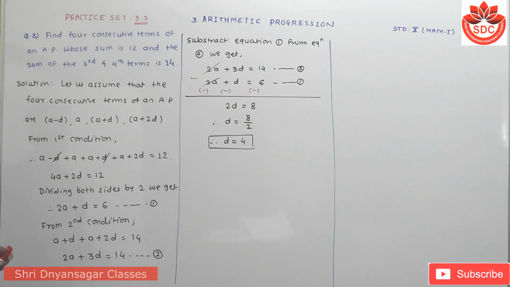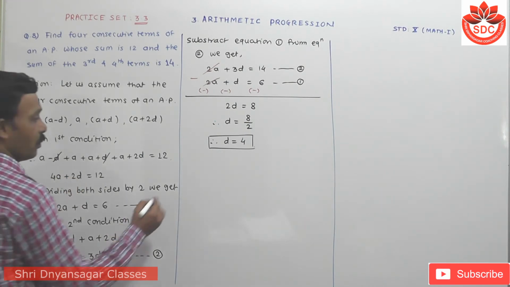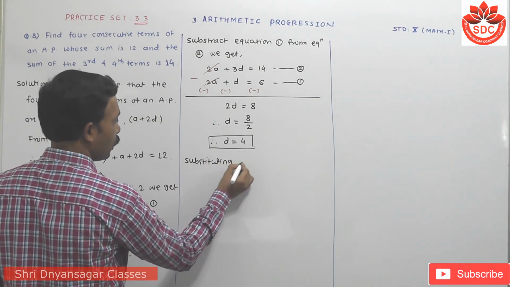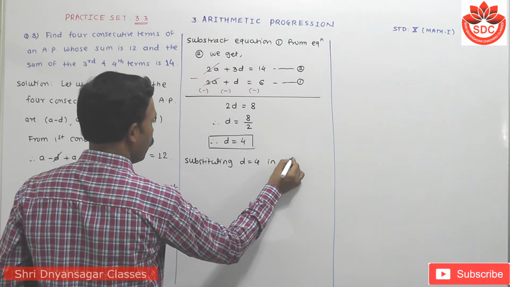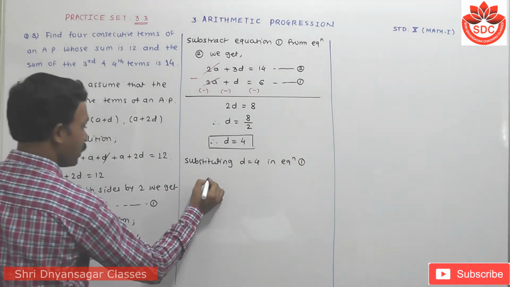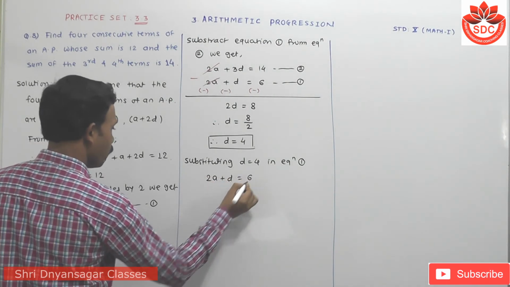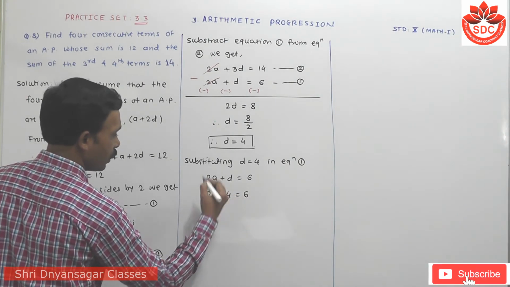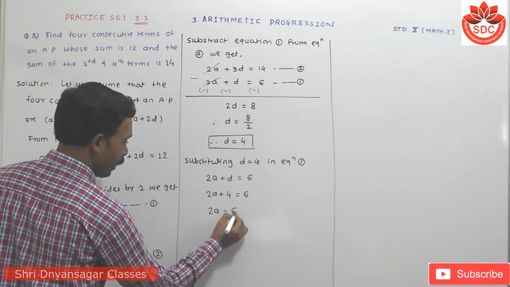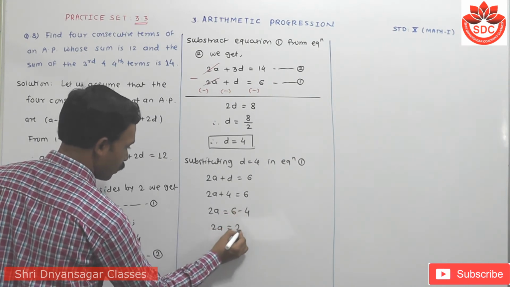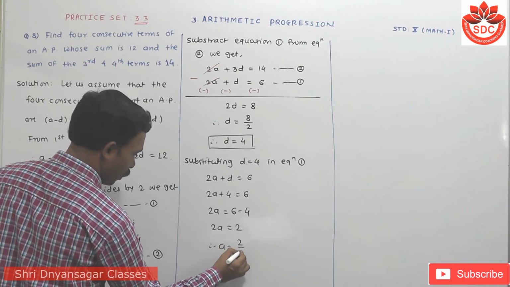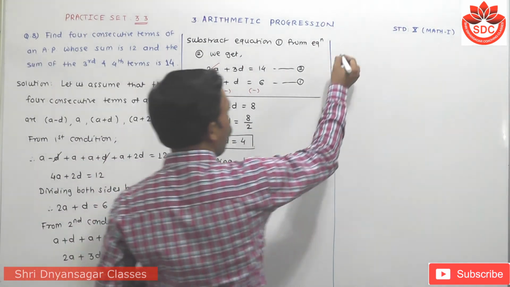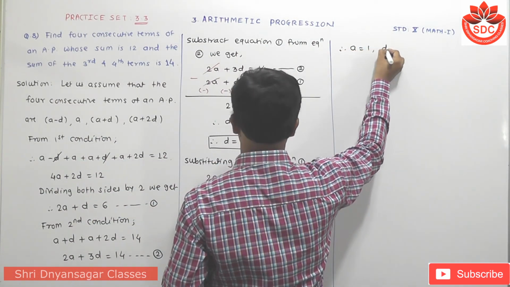Now we substitute this value of D in any equation, first or second. So substituting D equals 4 in equation first. Equation first is 2A plus D equals 6. Substitute D is 4 here: 2A plus 4 equals 6. This 4 transposes to the other side. 6 minus 4 means that 2A equals 2. Therefore A equals 2 upon 2, which means A equals 1. Therefore the value of A is 1 and D is 4.